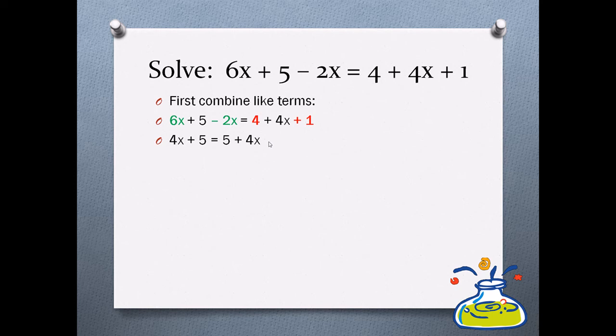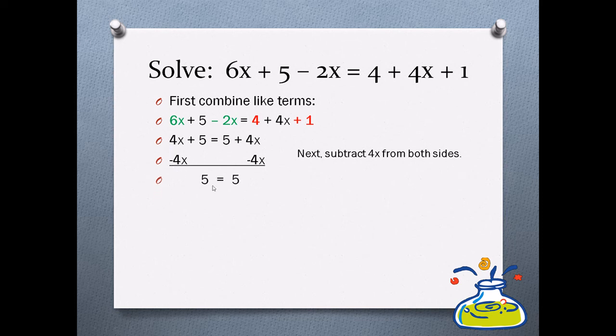Now let's group up our variables. We've got a positive 4x here, so let's just subtract it. We'll move it from the left to the right. We will subtract 4x from both sides. And wait a second. Okay, it happened again. 4x take away 4x equals no x's, so we have 5 equals 5.